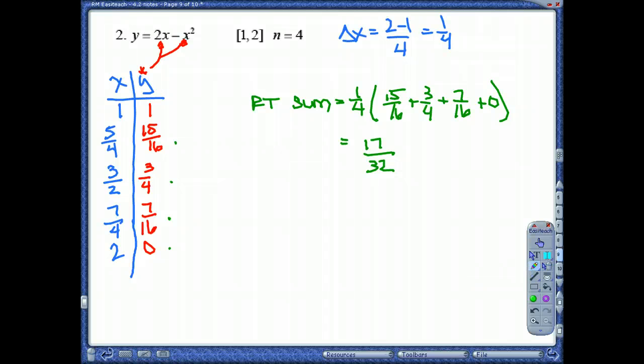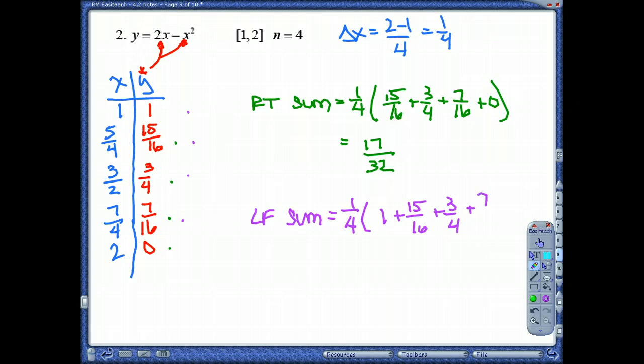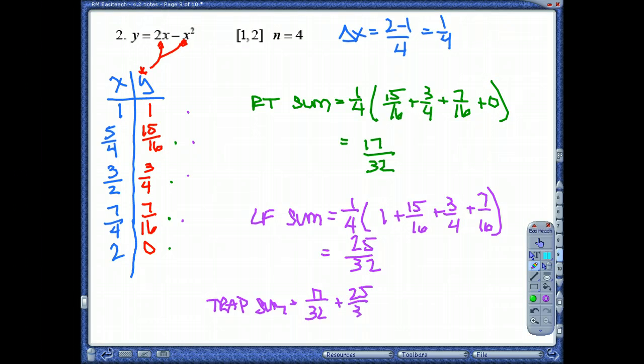Now I'm going to do the left sum. I'm going to use the left endpoint and everybody but the right. Width of each one of my rectangles is still 1/4, so 1 plus 15 over 16 plus 3 over 4 plus 7 over 16. That's going to give me a total of 25 over 32. Okay, so right sum's a little low, left sum's a little high. Trapezoidal would be just right. And remember, the trapezoidal sum, you would take 17/32 plus 25 over 32, divide that answer by 2, and that would give us our just right value.